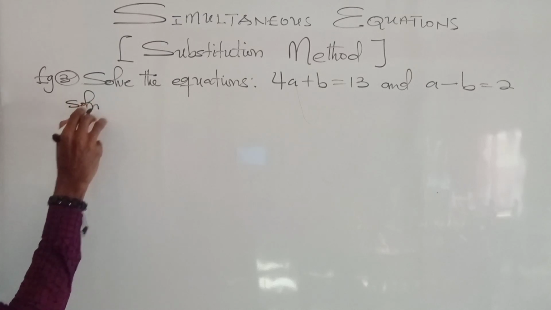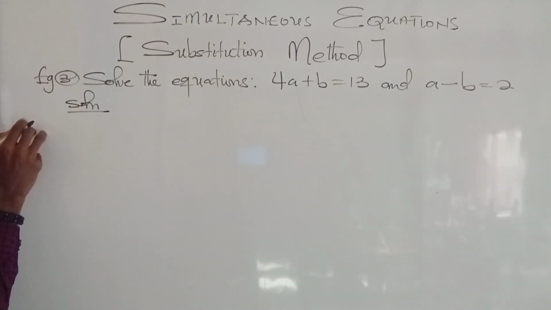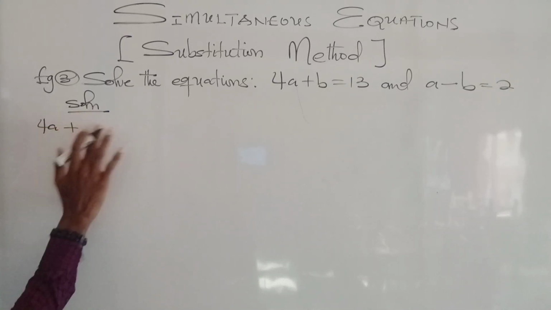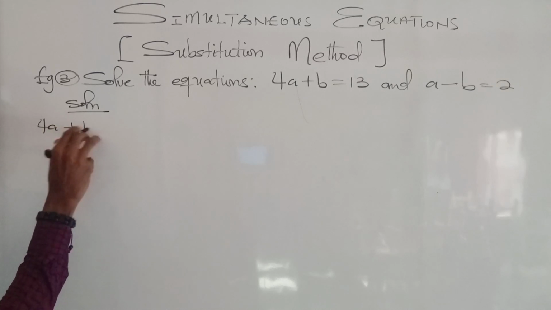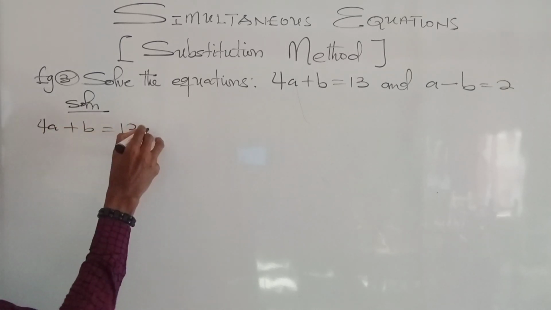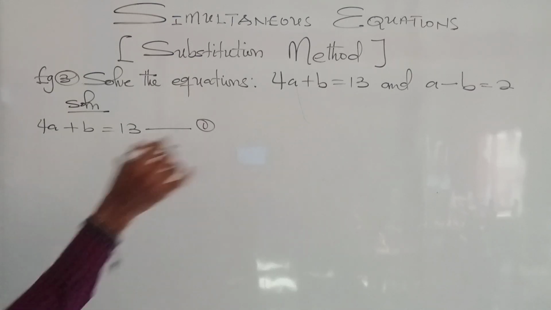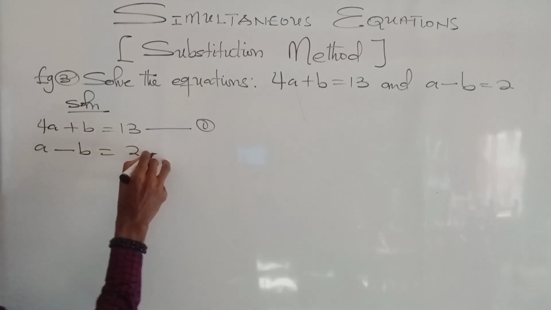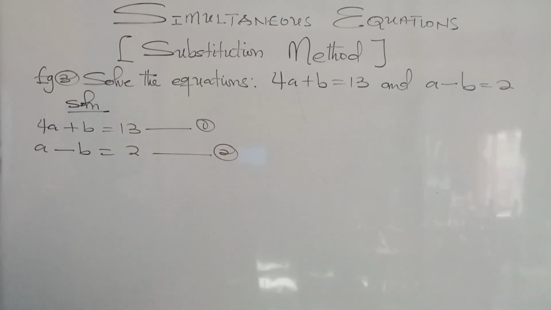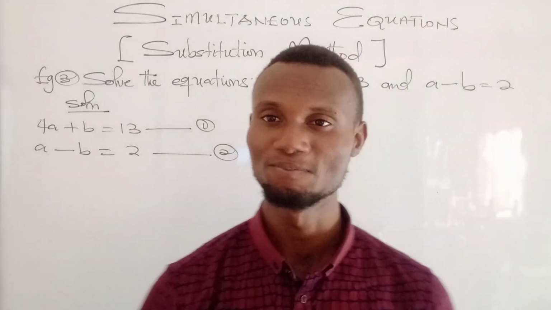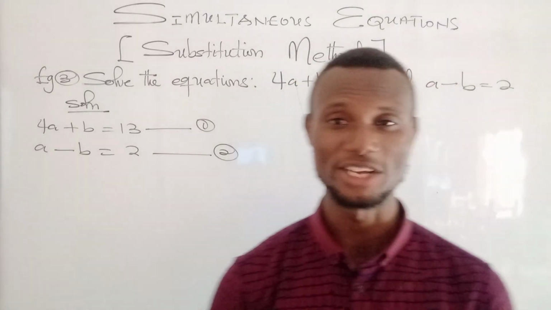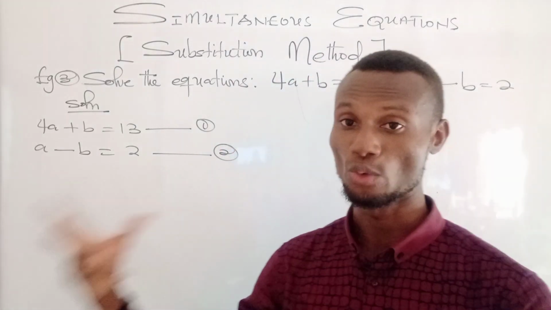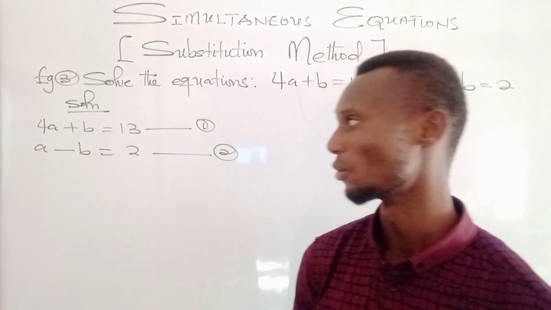I'm going to write down my solution, and I'm going to take equation 1, which is 4a plus b. Let me write my b well. So 4a plus b equals 13. Then I'll label it as equation 1. Then I'll take my a minus b equals 2 and I'll label it as equation 2. I hope you understand and you agree with me up to this point. All that we did is to pick the equations given and label them as equation 1 and equation 2.